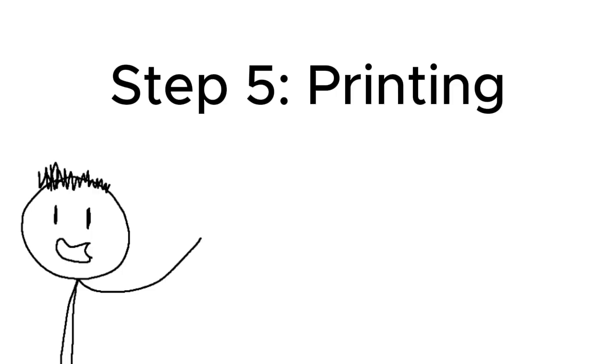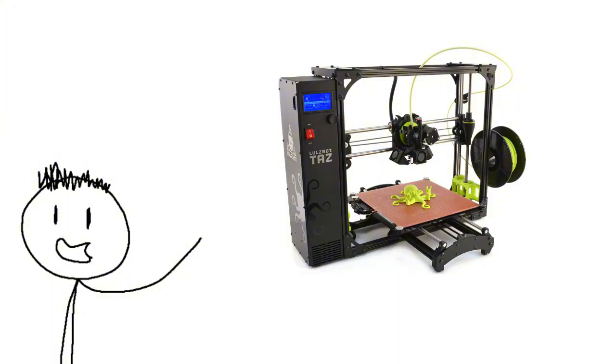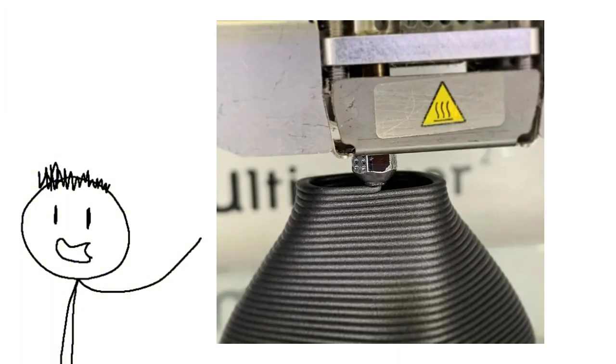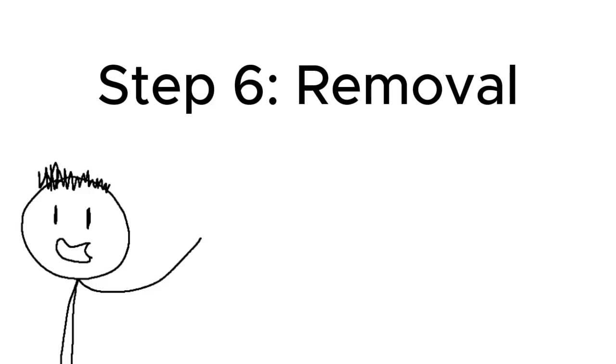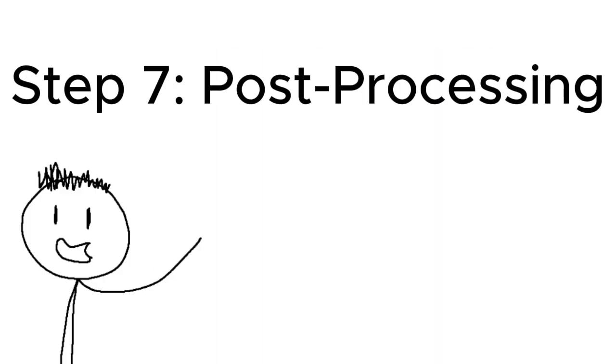Step 5. Once everything is ready, you start the print. The printer melts the filament and builds the object layer by layer. Depending on the size and detail, printing can take minutes or several hours. Step 6. When the print is finished, you carefully remove it from the print bed so it doesn't crack or warp. Step 7. After removal, you do post-processing.